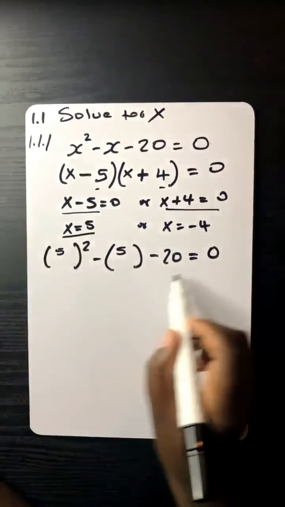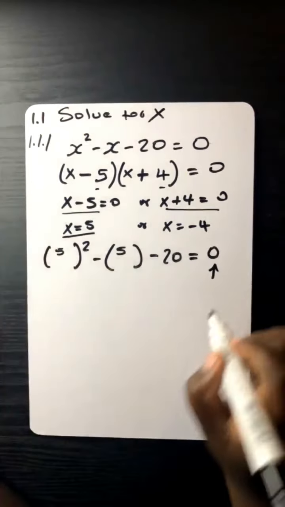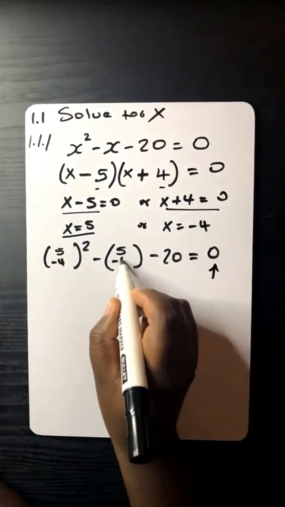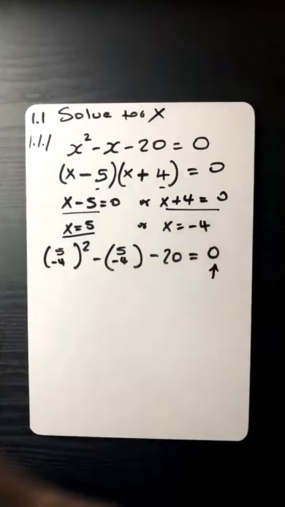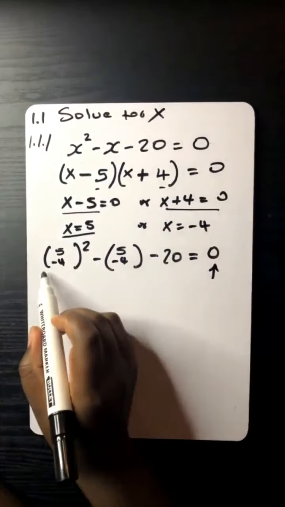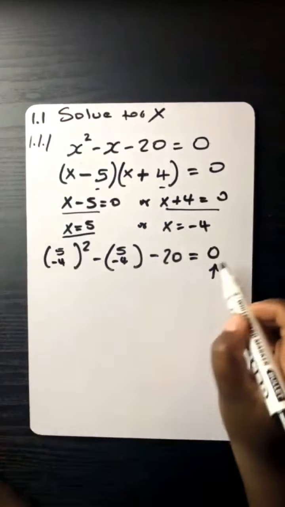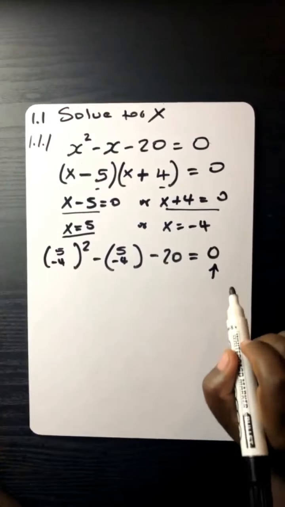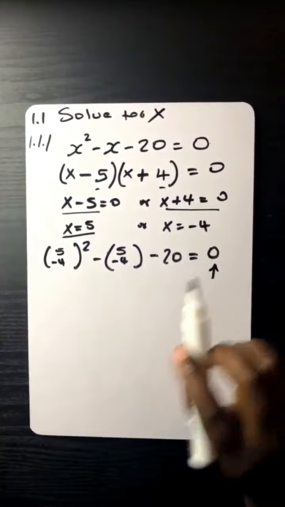So guys, since we say the value of x is 5, that means if we substitute 5 there and punch the whole of this on a calculator, it has to give you 0. Guys, if we substitute negative 4, which is that other x value, when you punch the whole of this, it has to give you 0. If it doesn't give you 0, then somewhere, somehow, you made a mistake.